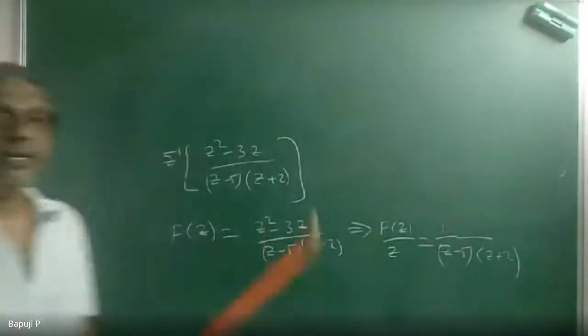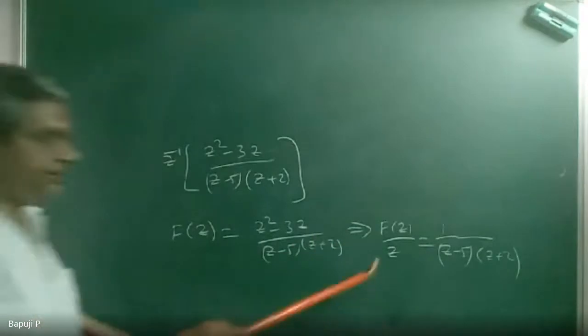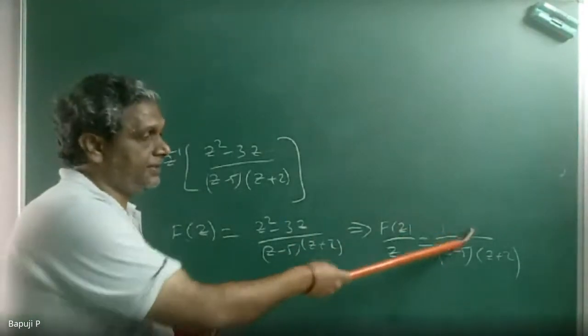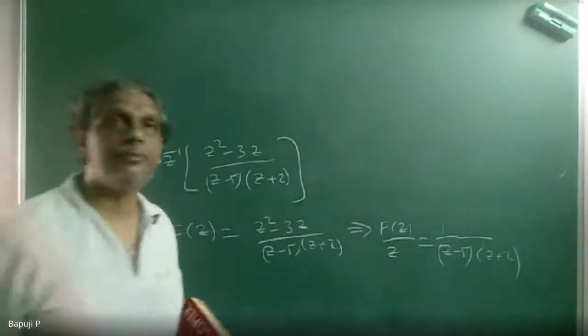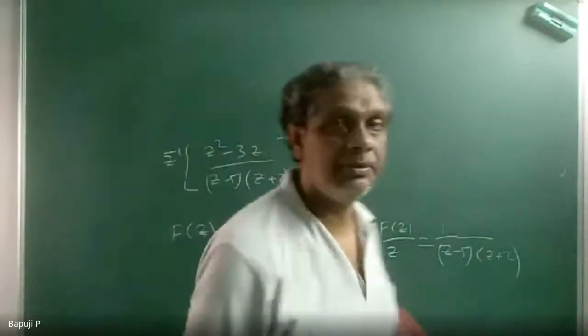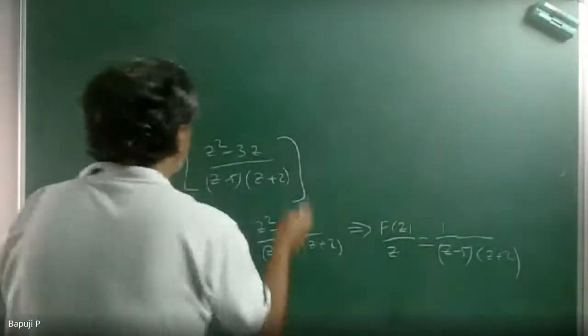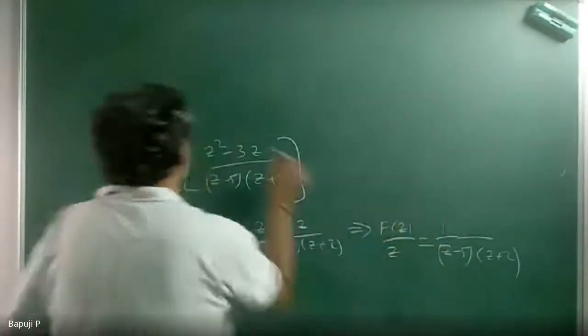Now we can prepare the partial fraction for F of z by z. Once we get A and B, this z you can take to this side. So what will you get? A into z by z minus 1 plus B into z by z plus 2. So the ready-made formula is available in my hand. Any problem? Right? So this, F of z, is the z inverse of F of z by z.